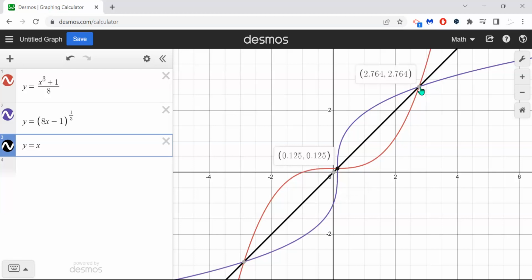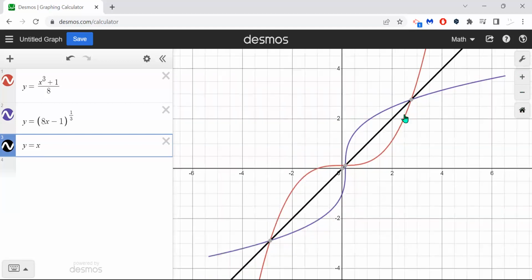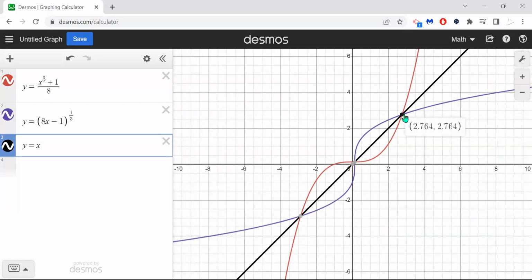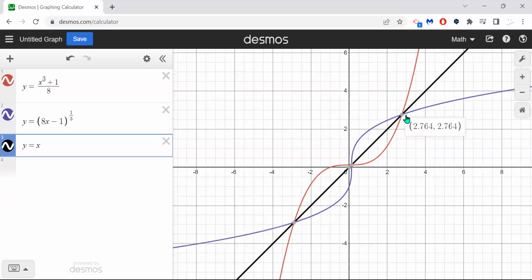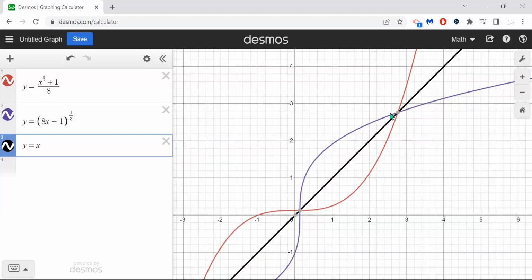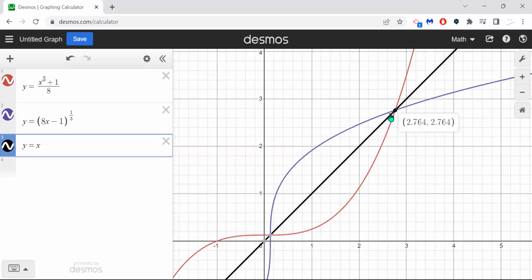A few things to take note is that there's always at least one of these points, which is the point of intersection between y equals x, y equals f of x, and y equals f inverse of x. Do you notice that they all pass through the same point? The purple, the green, and the black, they all pass through the same point. This is a very common point. It will always happen. It can be proven, but you don't need to prove it, just need to know it. f of x, f inverse of x, and y equals x will always pass through the same point.